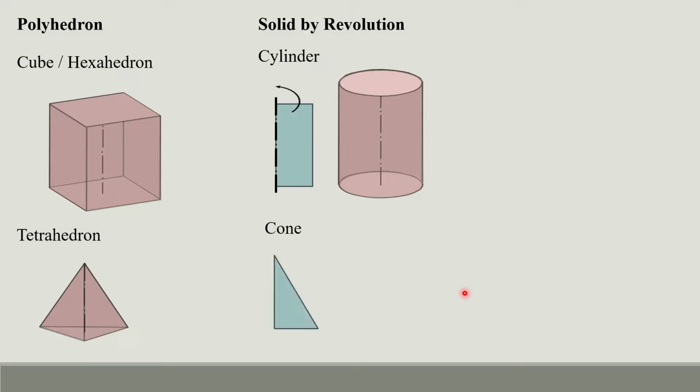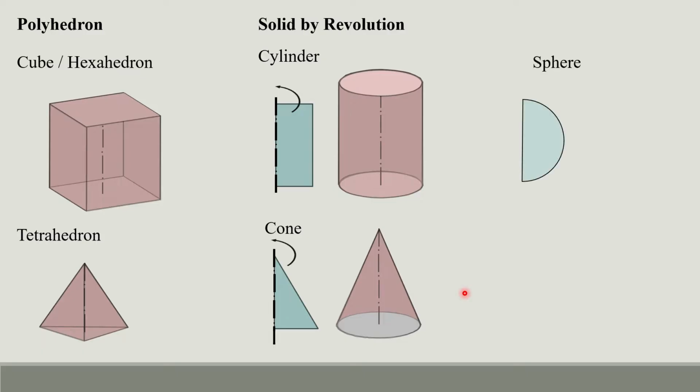In the case of a cone, you have a right angle triangle whose vertical side is fixed as the axis and it is revolved, generating this shape which is called a cone. So if you want to see through this, this is the surface and this is the base. In the case of a sphere, let us take a semicircle, fixing its diameter here, and revolve it through this axis 360 degrees. This is the surface which will be generated.